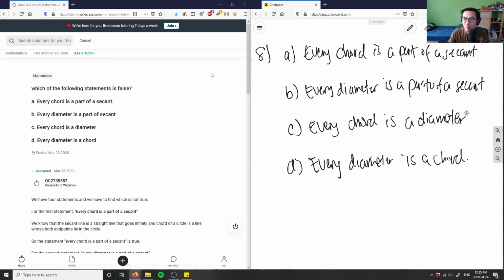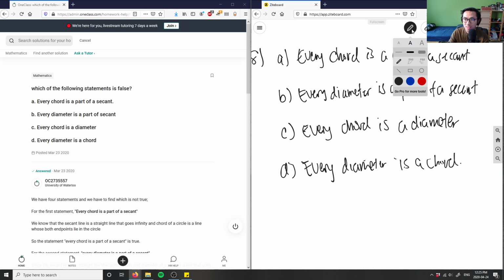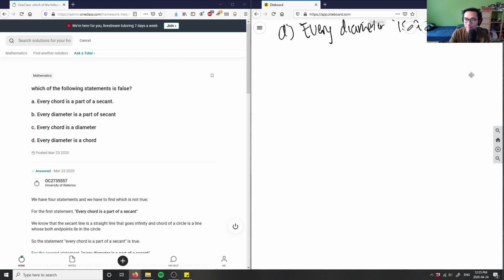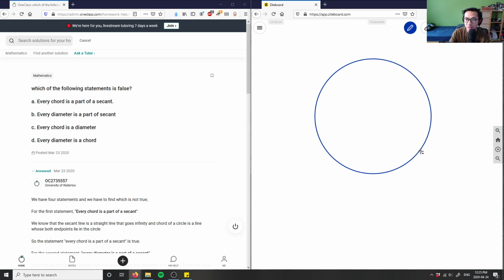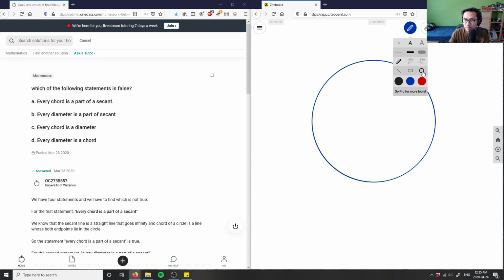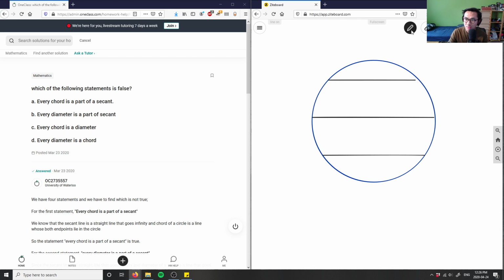Okay, so let me break this down first. It says every chord is part of a secant. So let's define what is a secant and what is a chord and what is a diameter. Let me draw this out for you. I'm gonna draw a circle because that's what we care about. Here is our circle. So in our circle, we have a chord. A chord is basically a line that stretches from one point of the circle to another. So this here could be a chord. From this point to this point will be a chord. Basically, from one point to another is a chord. So these guys are all chords.